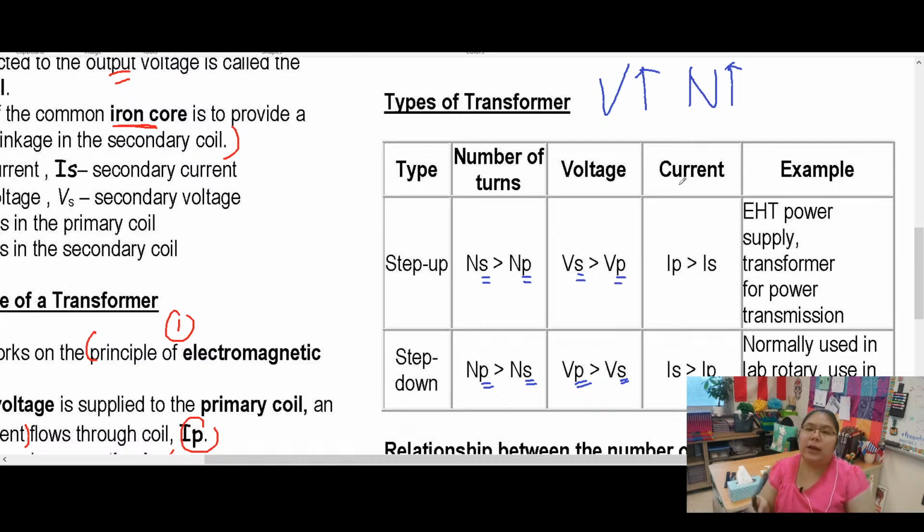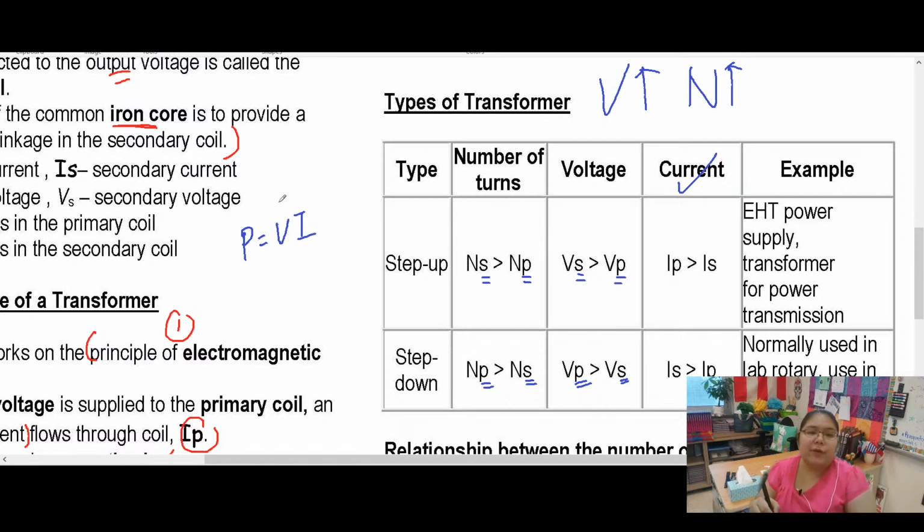Okay, another thing is the current. The current is reversed. Can you see the number of turns of the secondary is more than the primary, but the current IP, the primary, is more than the secondary. Okay, why? So we're going to see this formula. Before that, we learned P equals VI. Now we're going to see the power become constant when stepping up and stepping down.